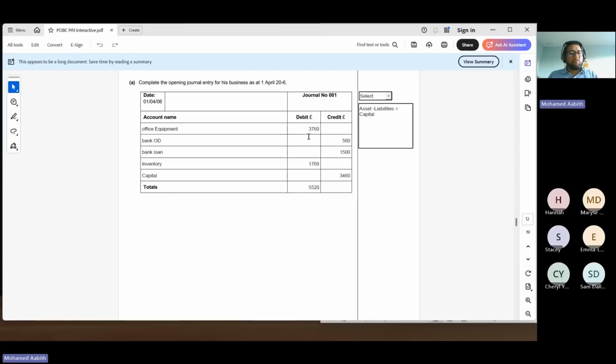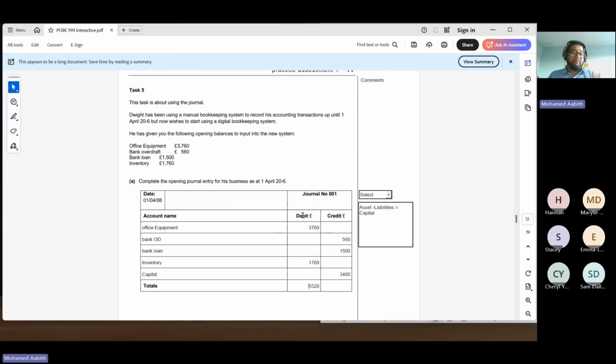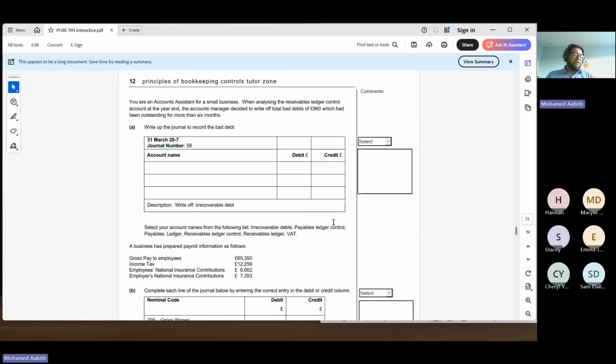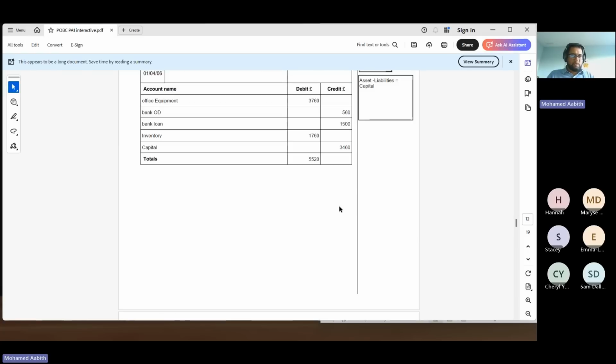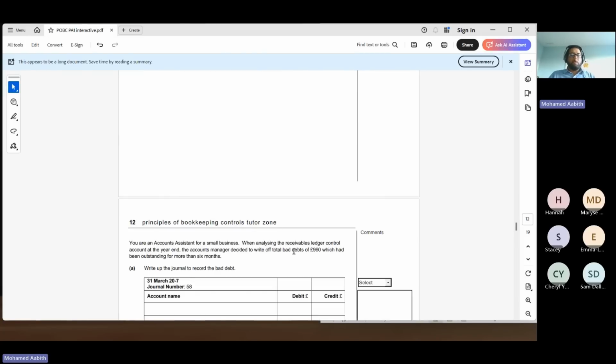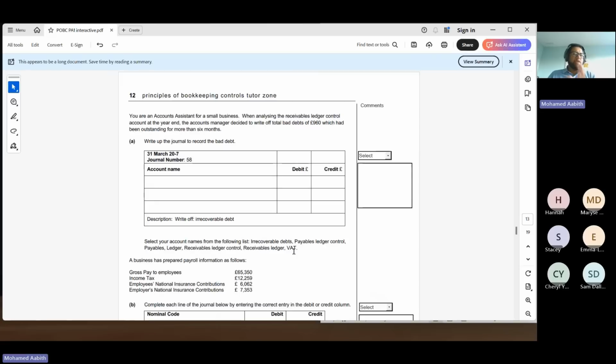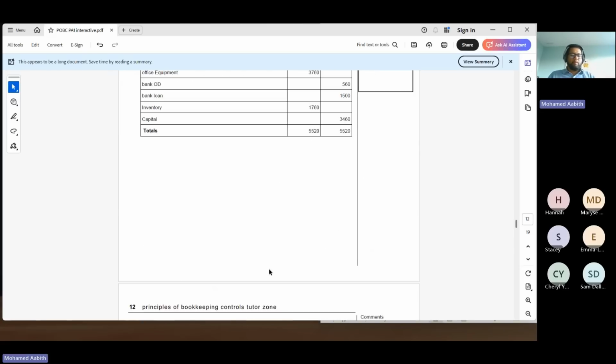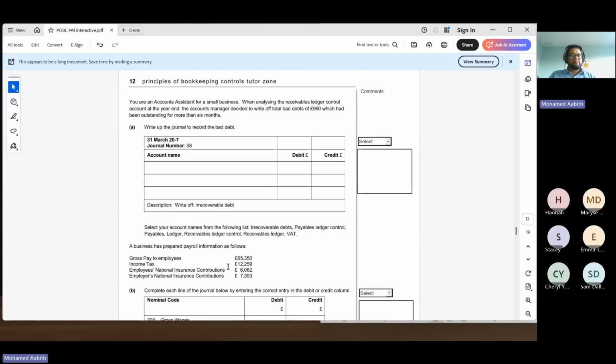Okay, so this will give you 1, 2, 3, 4, 5, 6, 7, 8, 9, 10, 11 marks, maybe 5.5 marks. I'm not sure exactly how much they will give here. Probably 5.5 or 6 marks for this one. So the total figure is 5,520 on both sides there. I think it's going to be 6 marks because 1, 2, 3, 4, 5 and the totals you get 1 mark as well. So it's going to be 6.